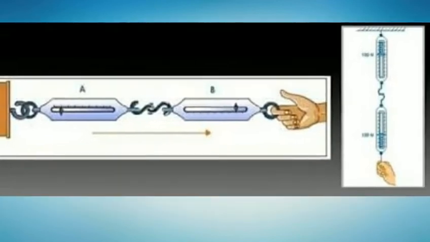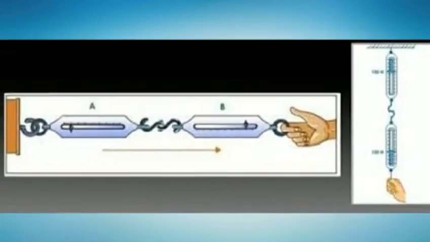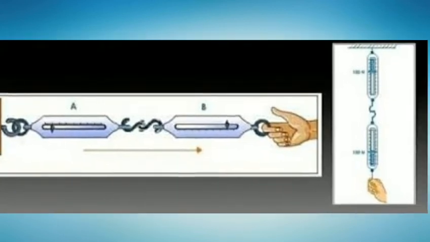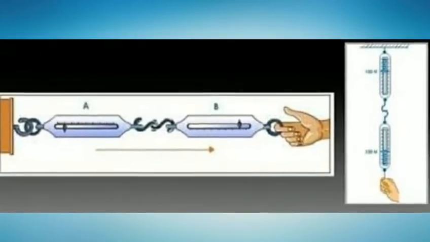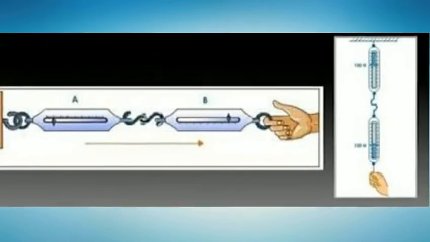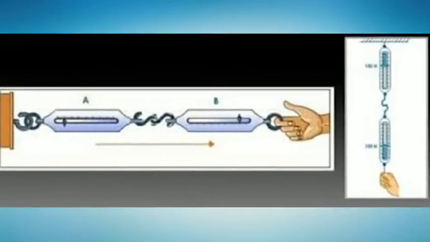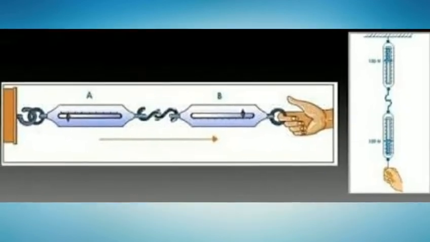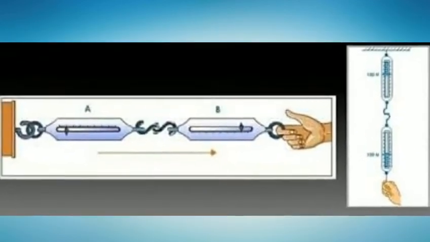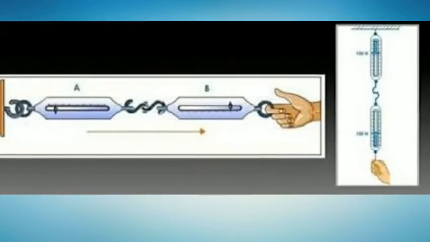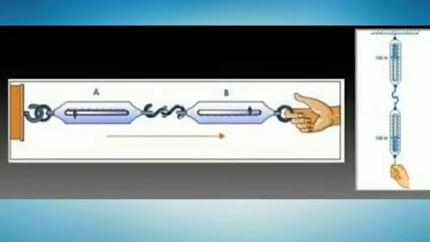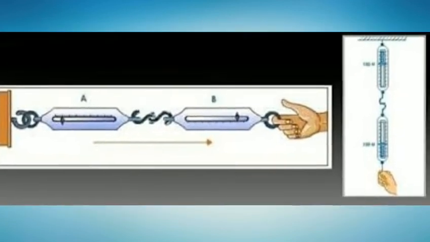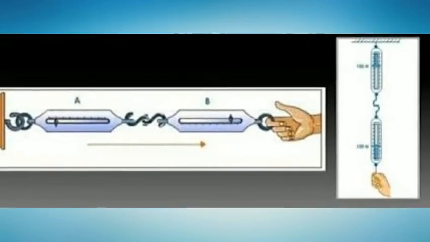It means that the force exerted by spring balance A on balance B is equal but opposite in direction to the force exerted by balance B on balance A. The force which balance A exerts on balance B is called action, and the force of balance B on balance A is called reaction. This is how Newton's third law of motion is applicable in this situation also.